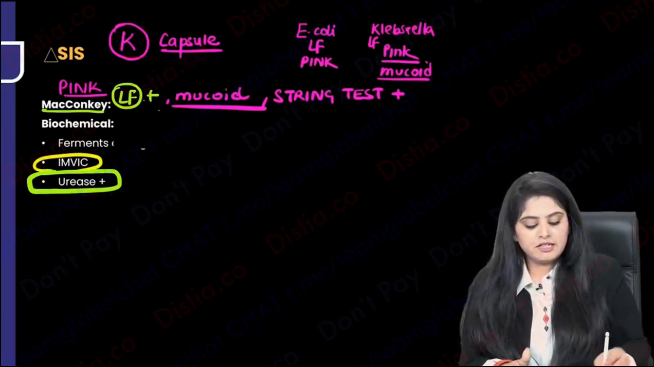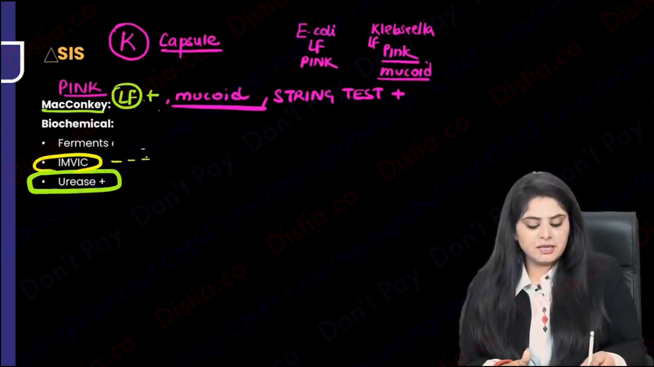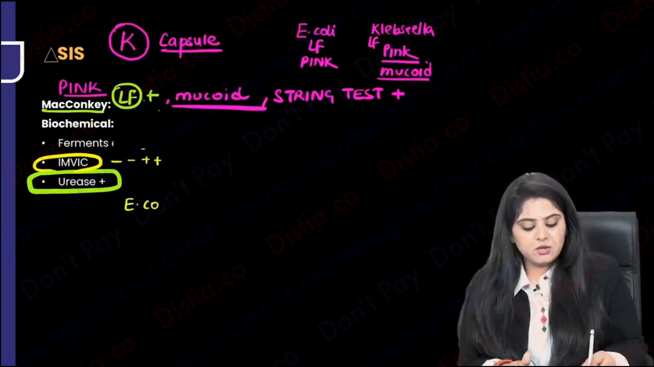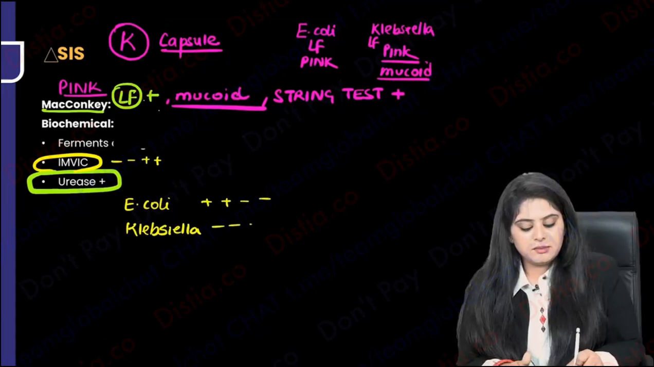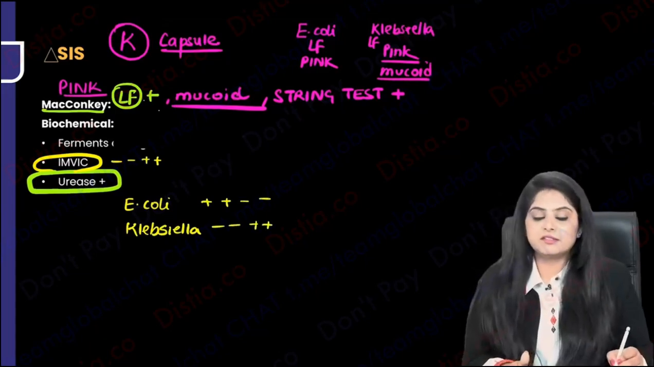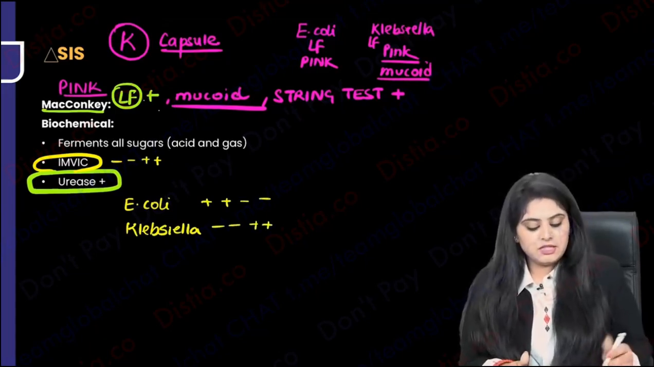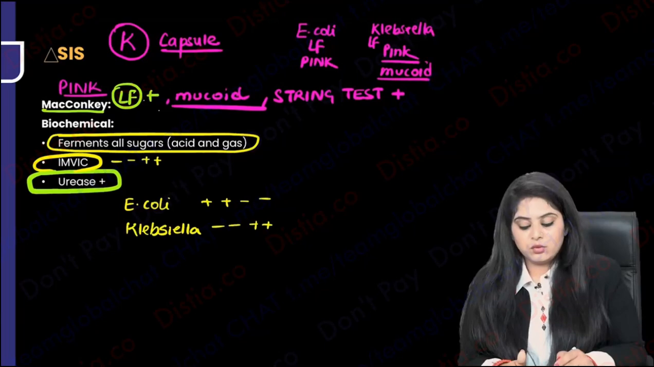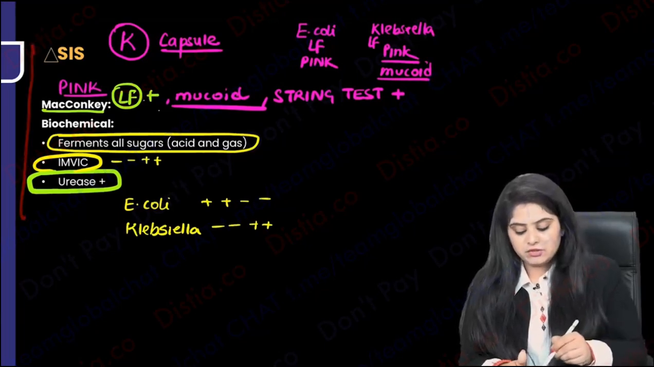What about its IMViC testing? This I've already told you, minus, minus, plus, plus. Because if you have to differentiate between E. coli versus Klebsiella, I have told you the IMViC testing. E. coli was plus, plus, minus, minus, and Klebsiella was minus, minus, plus, plus. Finally, coming to the fermentation, it ferments all the sugars with acid and gas. So all of these biochemical reactions are sorted.